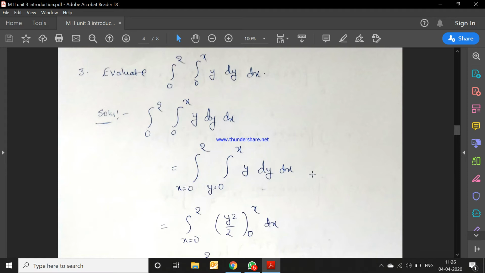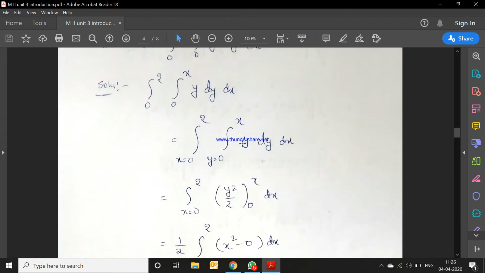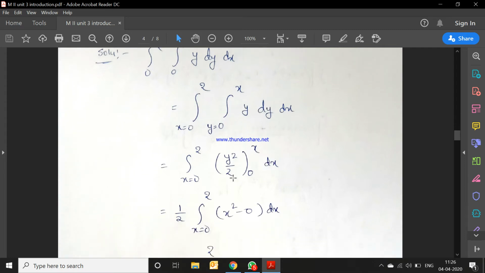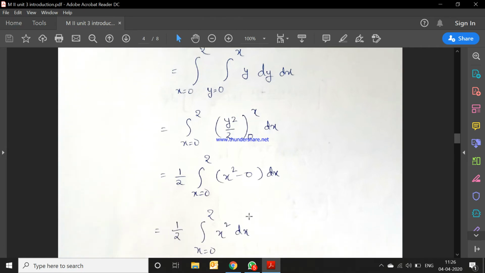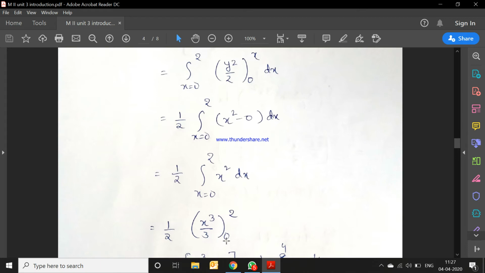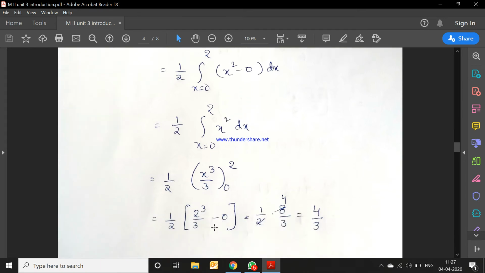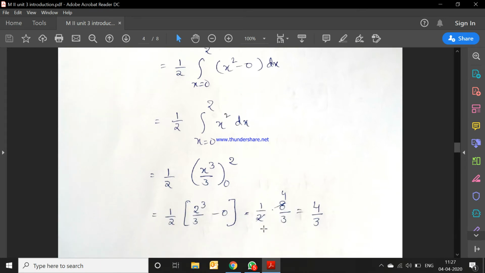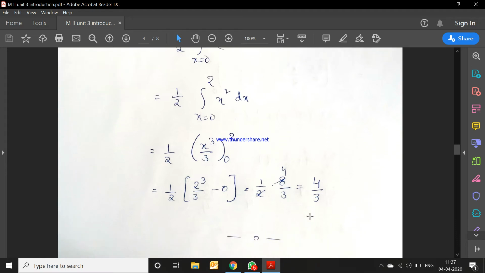y dy dx. First integrate with respect to y. Y integration is y square by 2. Limits are 0 to x. 1 by 2 is constant, right, outside. Integral x is equal to 0 to 2, x square minus 0. So then x square. X square integration is x cube by 3. Limits are 0 to 2. You can substitute 2 cube by 3 minus 0. 1 by 2 into 8 by 3. Answer is 4 by 3.